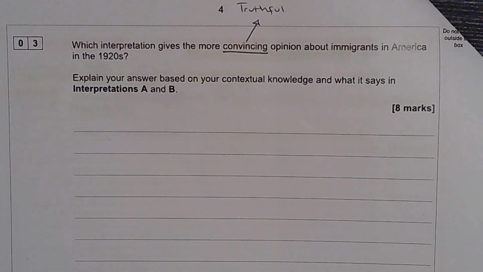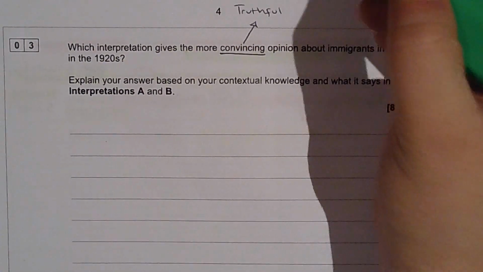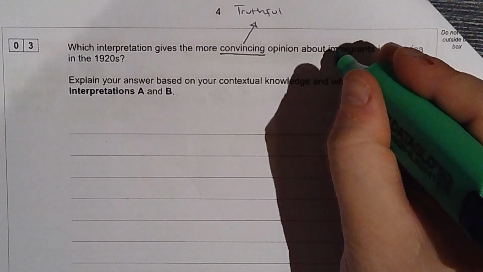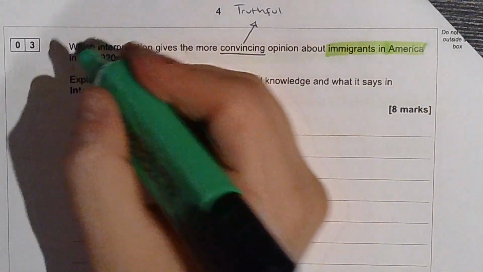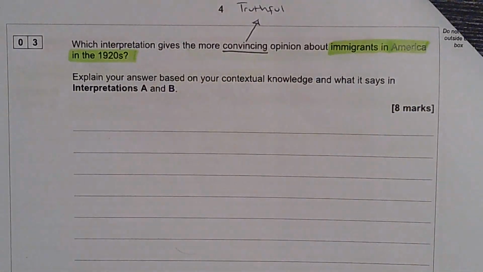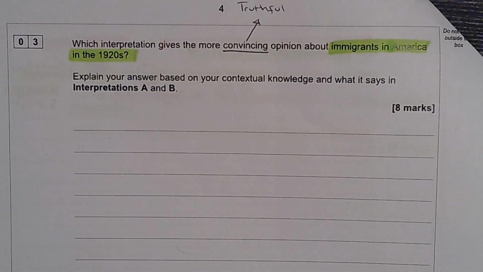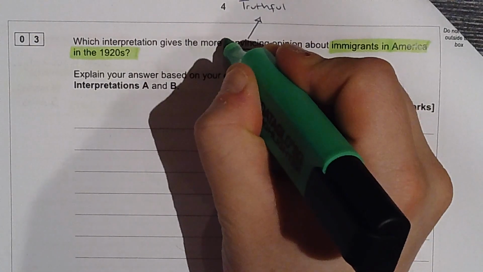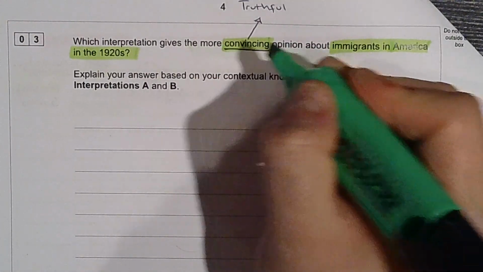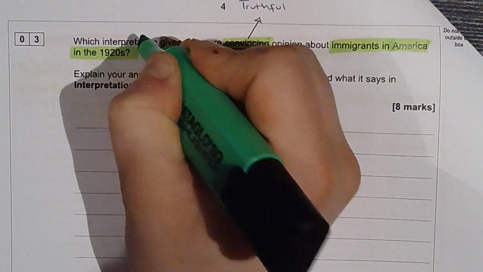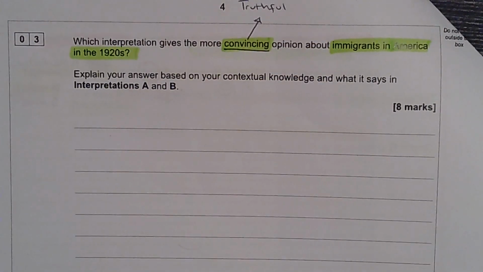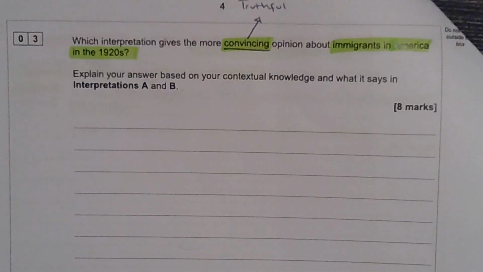After I've read it and I know what convincing means, I need to ask myself, what is this question asking me, or what part of history is this question asking me about in the USA topic? It's asking me about immigrants in America in the 1920s. And it's asking me about which interpretation, so it's asking about the convincingness of the interpretation.